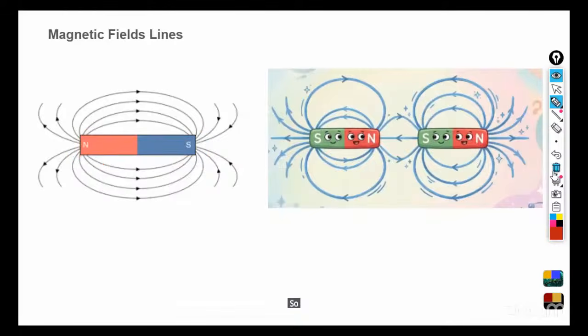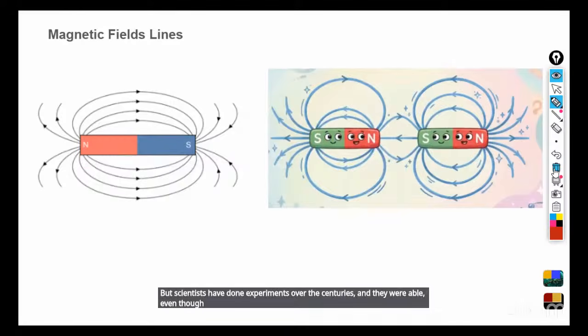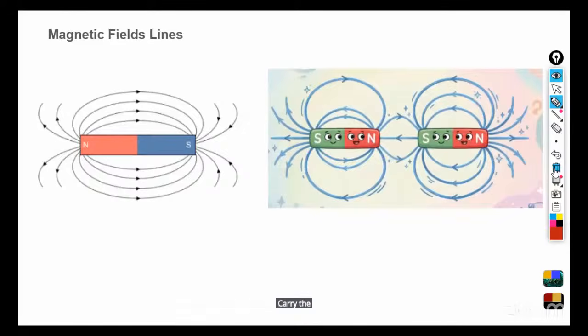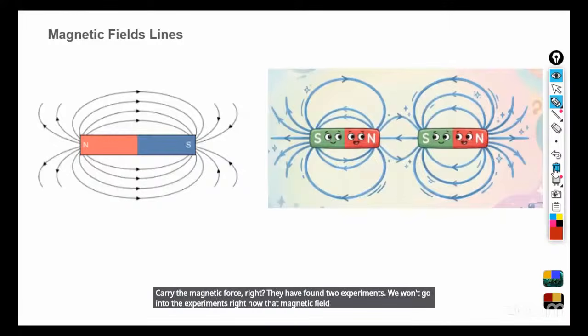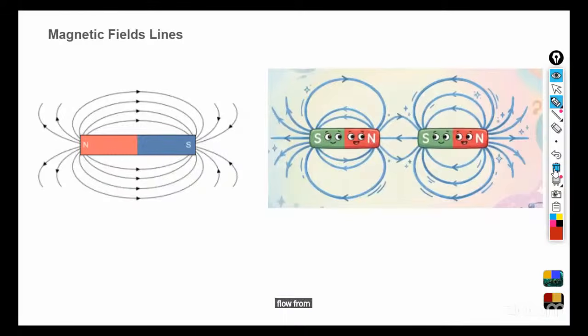Now, you may have heard that a magnet has these invisible fields around it. It's these magnetic fields that your eyes cannot see. But scientists have done experiments over the centuries, and they were able, even though you can't see these magnetic fields, which carry the magnetic force, right? They have found through experiments, we won't go into the experiments right now, that magnetic fields flow from north to south.